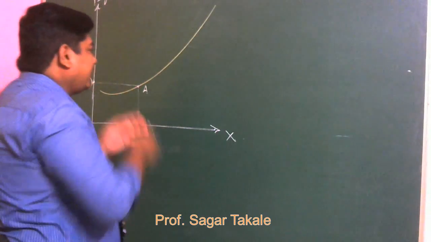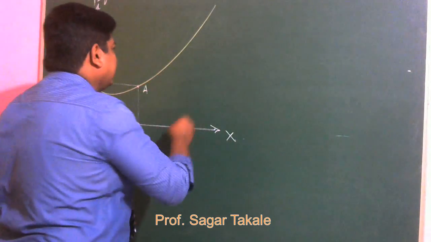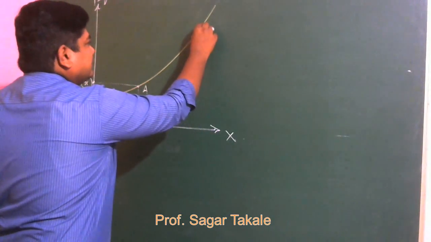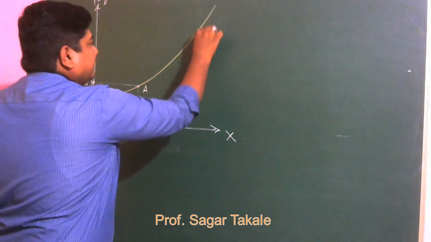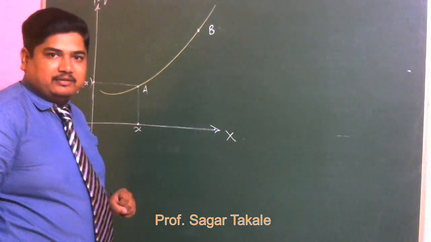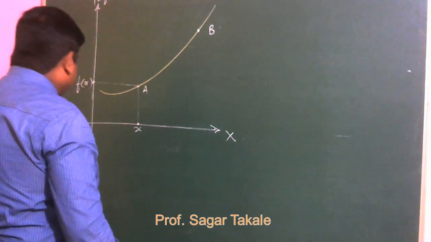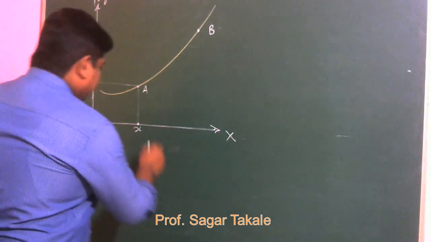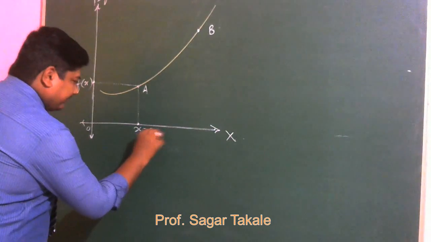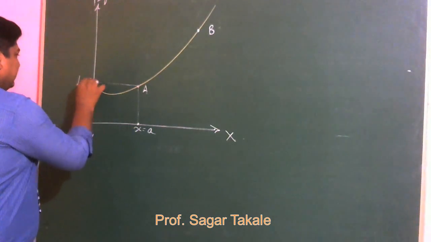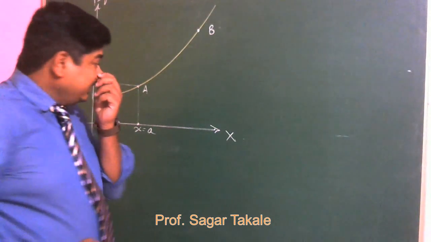So I'll do one thing. I'll just zoom it. When I zoom in, this point will go a little farther. I'll consider the second point here. That is point B. I'll do one thing. I'll substitute the value of x as A. So this will become A.